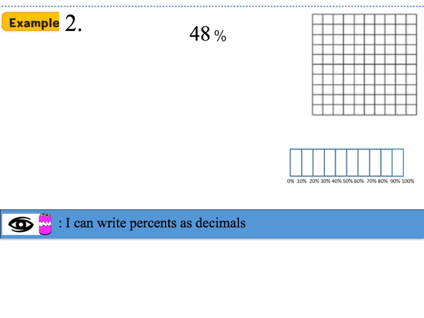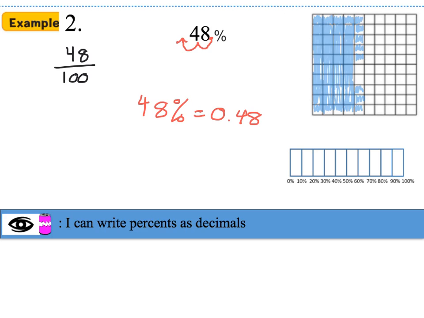So let's write 48% as a decimal. I can write 48% as a fraction first by writing 48 over 100, because percentages are ratios that are compared to 100. If I assume that the decimal is behind the 8 and I'm dividing, I know that my number is getting smaller, which means I can move my decimal 2 spaces to the left. So 48% is equal to 0.48. On the grid, this is what 48% looks like.